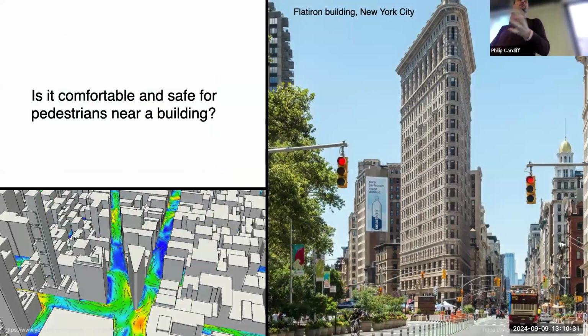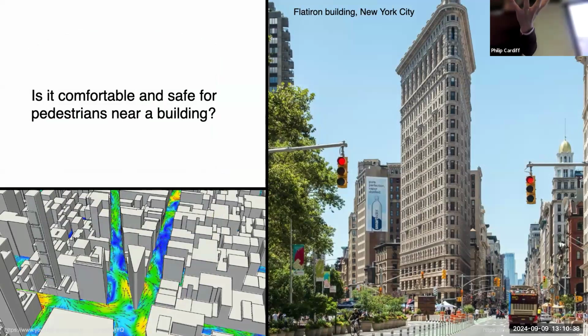So there's something called the Lawson criteria, where people can do the calculations that if the average wind speed is below a certain threshold, people will be happy to sit there. Otherwise, they won't be comfortable.